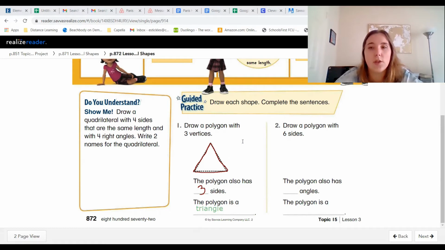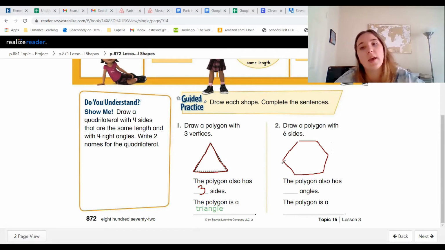Okay. So now let's look at number 2. It says draw a polygon that has 6 sides. So I'm going to draw 6 sides. So 1, 2, 3, 4, 5, and 6. So I drew 6 sides. The polygon has, let's count the angles, 1, 2, 3, 4, 5, 6. Same number of sides, same number of vertices, same number of angles. So it has 6 angles.